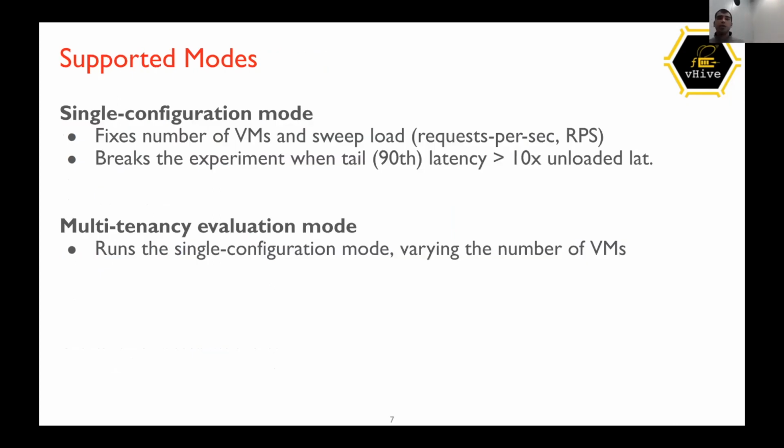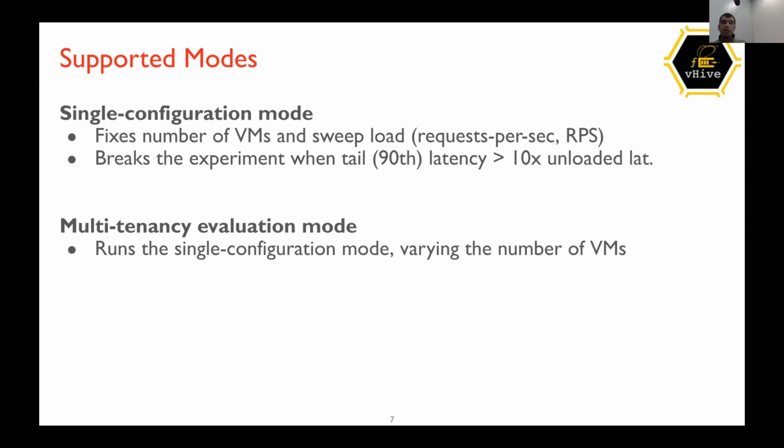Supported modes here, I'm talking about measurement modes, are single configuration mode and multi-tenancy evaluation mode. So for the former, the idea is to have a fixed number of VMs and to sweep requests per second. So you are increasing the load until you reach the maximum that you want to reach, or until 99% tail latency is 10 times greater than unloaded latency. So that's the criterion when our experiment stops.